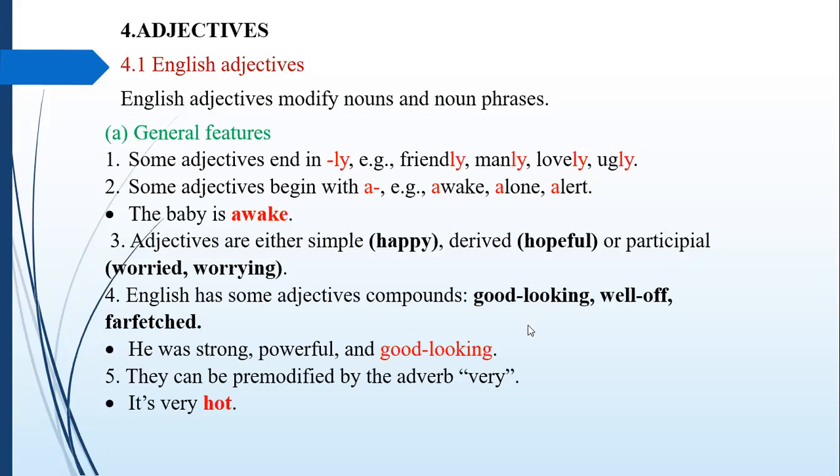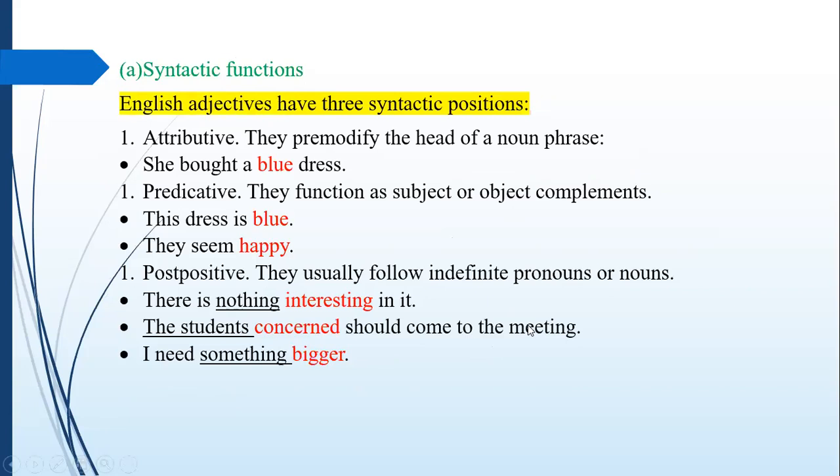Next. We have the syntactic functions of adjectives. So we use intensifiers before we start talking about the syntactic functions of English adjectives in general. Intensifiers in English we have so, very, completely, absolutely. We use them before the adjective in order to give the adjective a strong meaning.